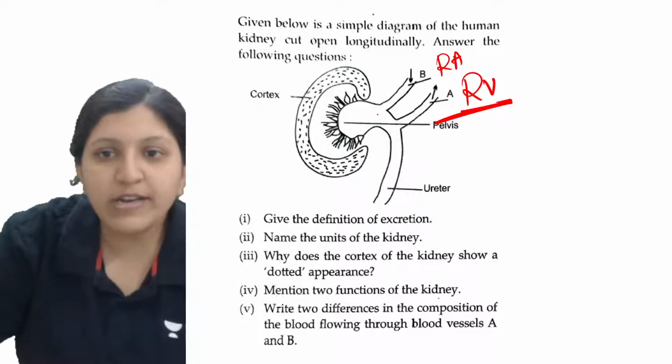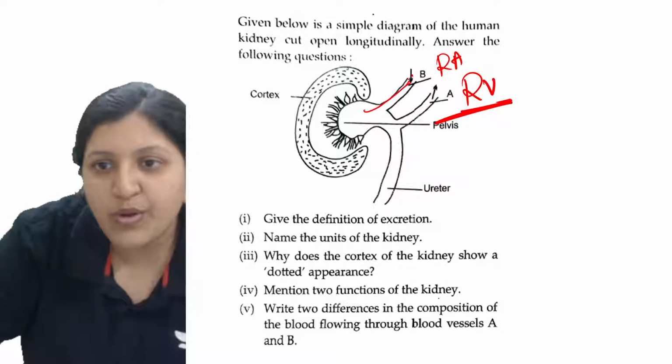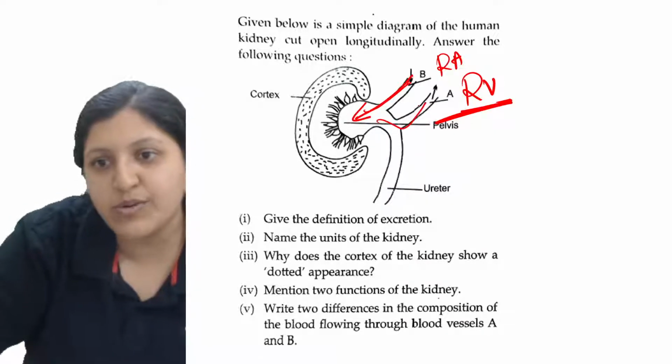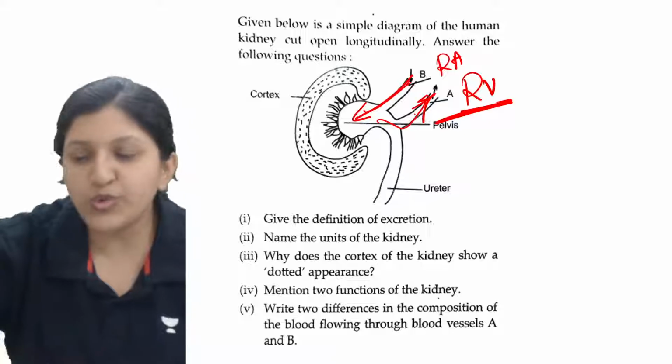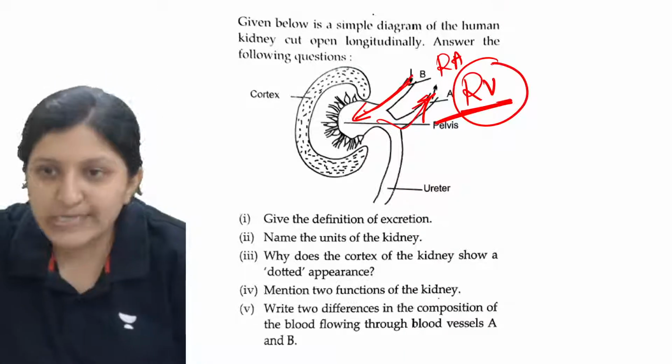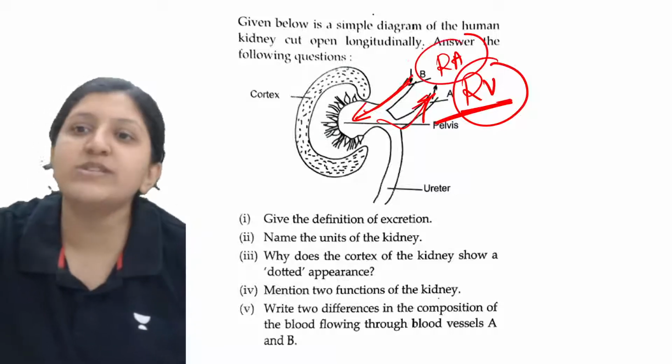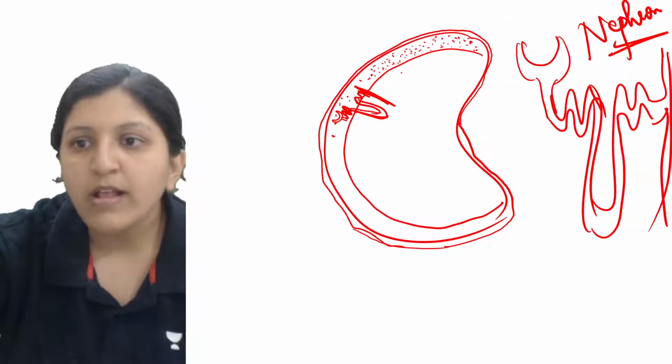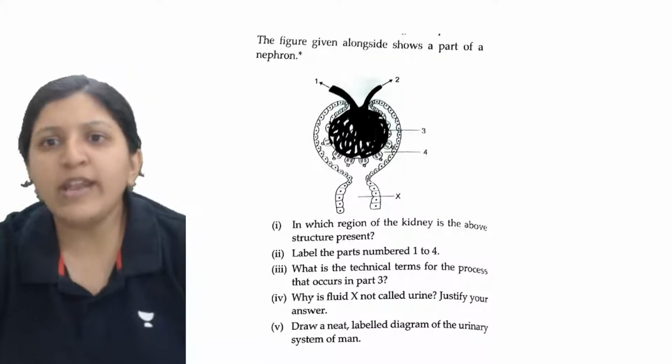Here itself they have shown the direction, this way and this way. On the direction you need to label. Since it is leaving, this is the renal vein. Since it is entering, this is the renal artery. Okay, moving on to the next one.